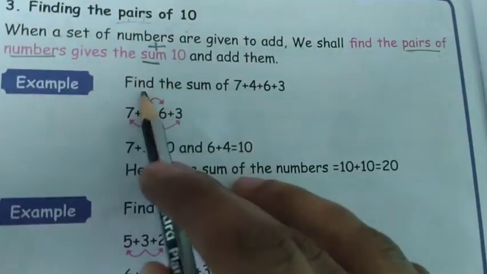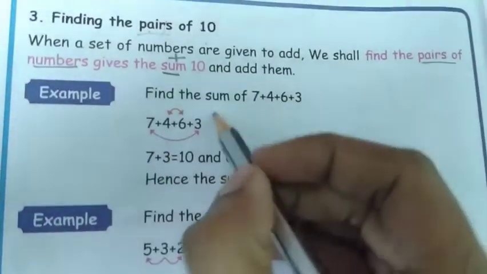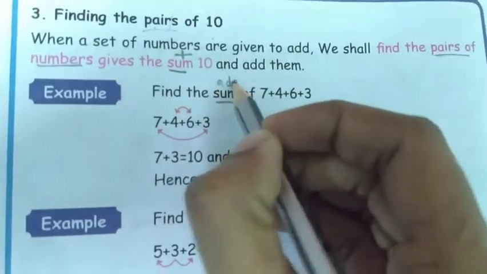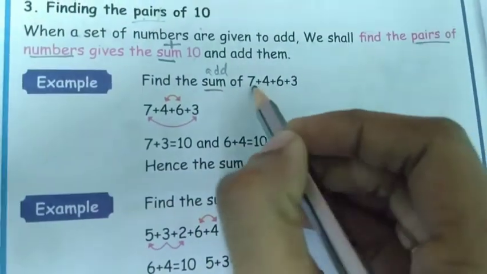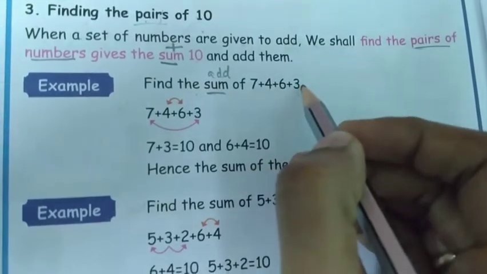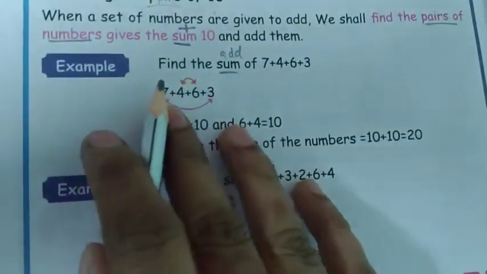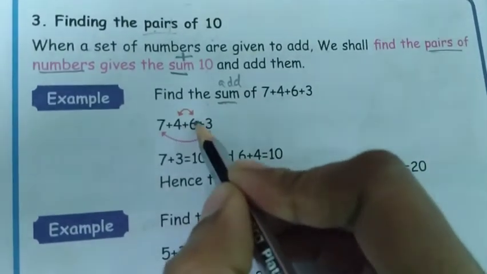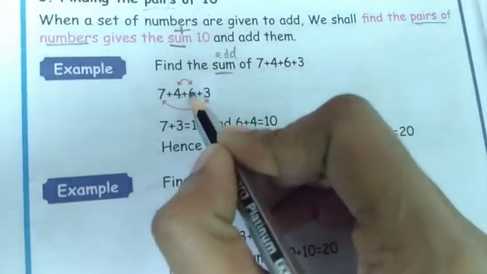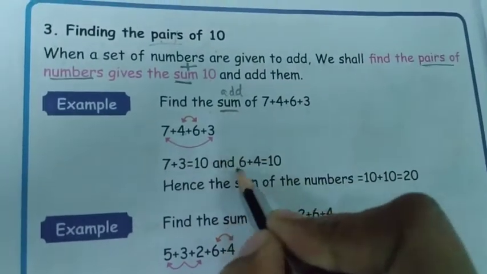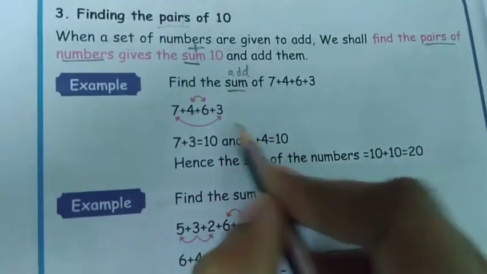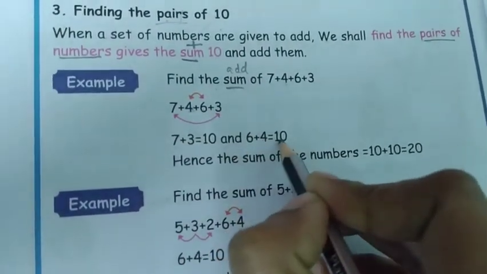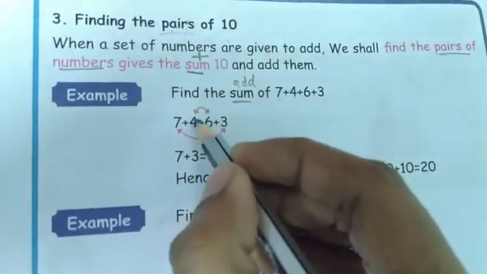Okay, for example, find the sum. Sum means also what? Addition only. Okay, find the sum of 7 plus 4 plus 6 plus 3. Now we want to find the pair of 10. Okay, 4 plus 6 gives what, ma? Very good, 10. Okay, 4 plus 6 equal to 10.